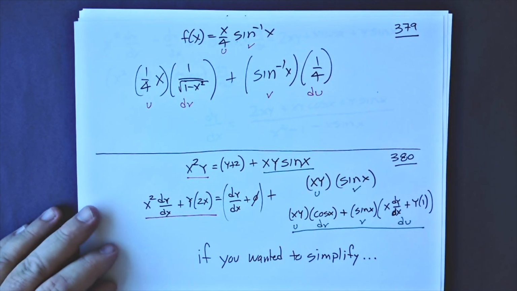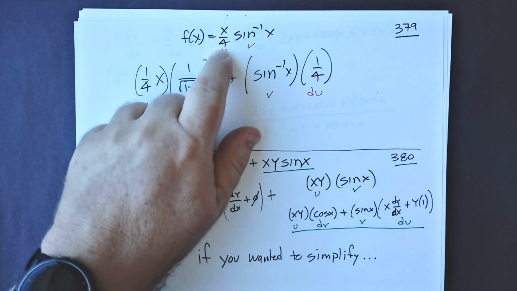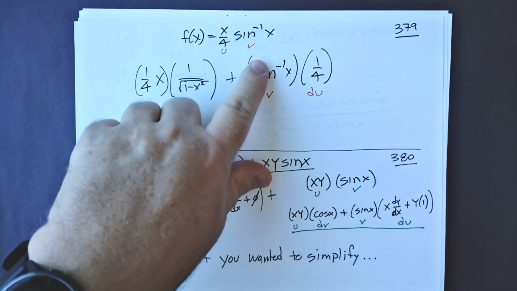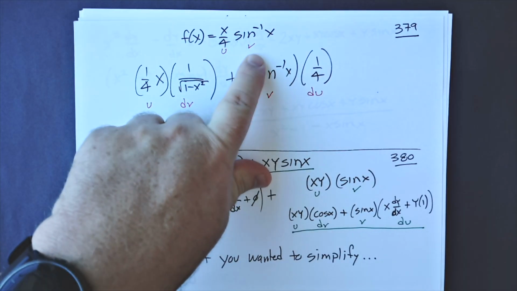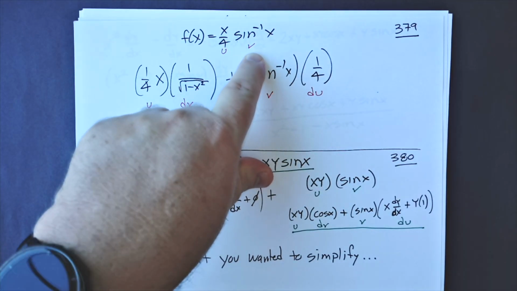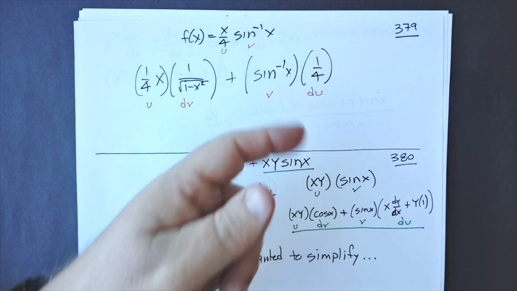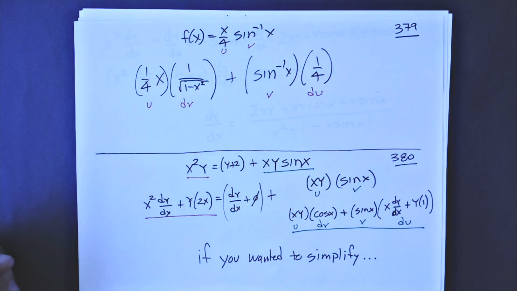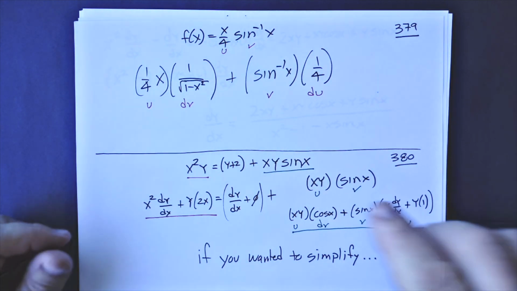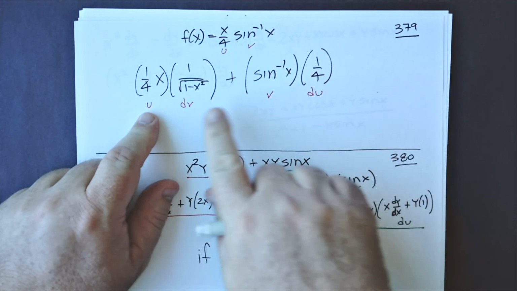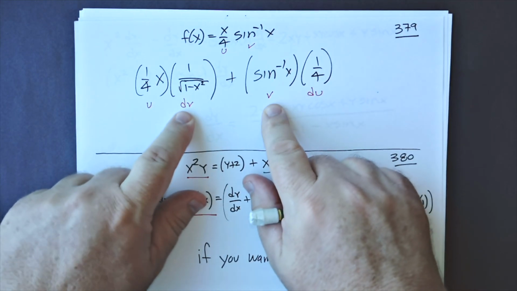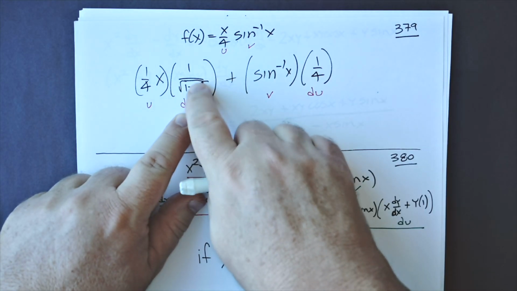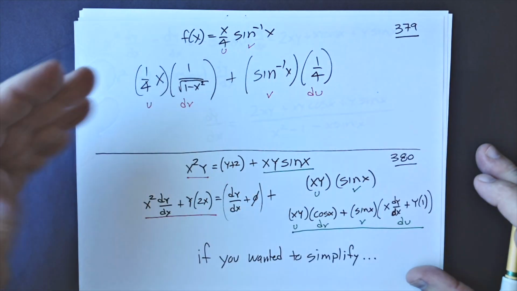379. This one's tricky because we have x over 4, but remember that's just 1/4 x, so don't worry about that. This just looks like a simple product rule here, except this is our first case where we're having to work with the arcsine, the derivative of the arcsine, which is fine. We just look that up on our table. And so I simply do my u dv plus v du, and in this case the derivative of the arcsine is 1 over the square root of 1 minus x squared. That's the derivative of that. Everything else is the same.